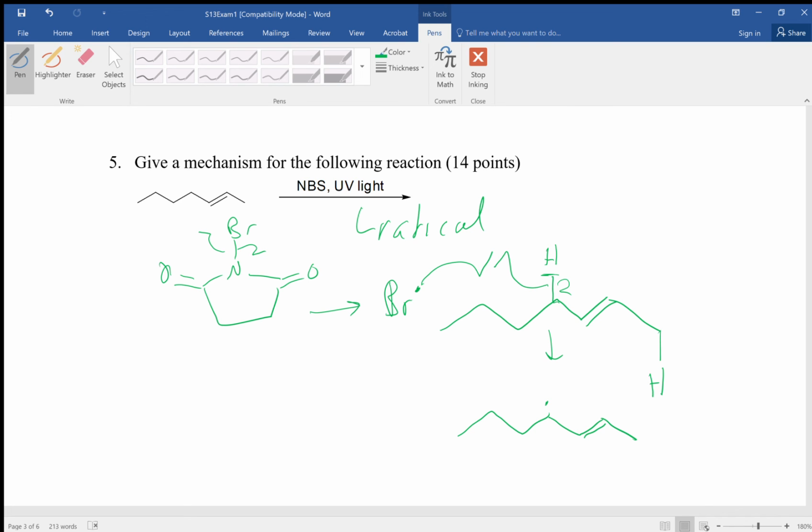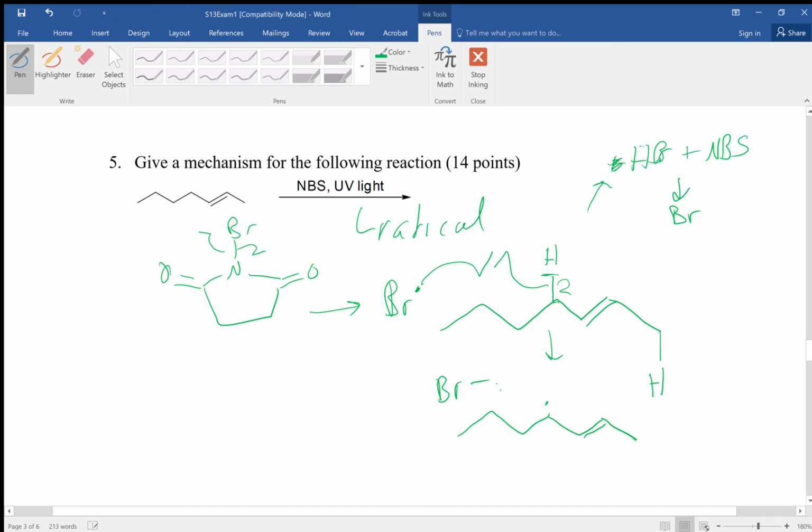So finally here, in this step we formed HBr. And that HBr can react with another molecule of NBS to form bromine. And then the bromine that we just formed will react with the radical that we formed in the previous step to successfully brominate the alkene next to the alkene.